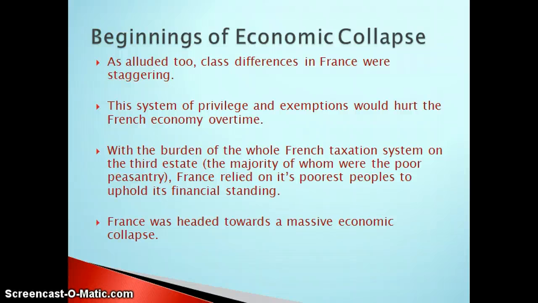So, as the title of this slide suggests, France was headed towards a collapse. As alluded to, class differences in France were staggering. The system of privilege and exemptions would hurt the French economy over time. That's very key. You guys want to highlight that note. With the burden of the whole French taxation system on the third estate, the majority of whom were poor and were the peasantry, France relied on its poorest people to uphold its financial standing. And as I said before, France was headed towards a massive economic collapse.